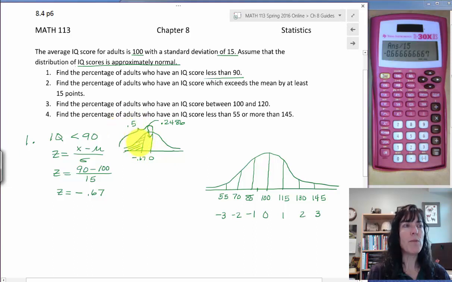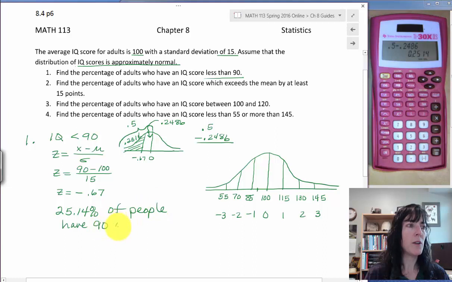So I take 0.5, which is the whole left-hand side, and take away the part I don't want to get the part that I do want. So 0.5 minus 0.2486. And I get 0.2514. And that will be for that shaded region, 0.2514. So we know then that 25.14% of people have 90 or less IQ.